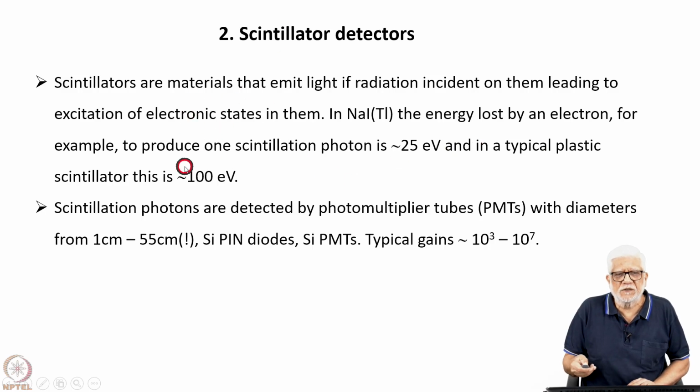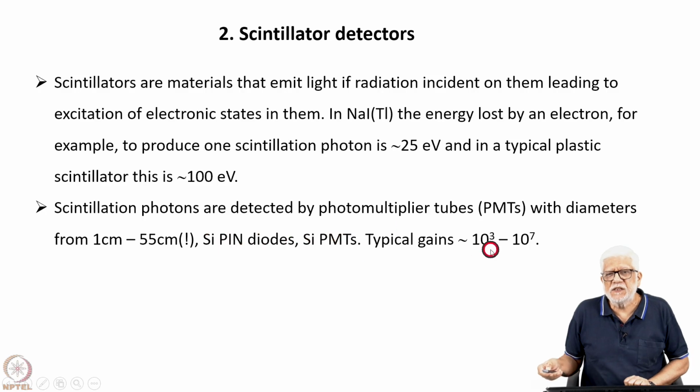Scintillation photons are detected by PMTs, photomultiplier tubes, with diameters which range from very small, of the order of a centimeter or sometimes even less, to as large as 55 centimeters. This was built for the Kamioka experiment, the proton decay experiment by the Japanese, and then you also have other photon detectors such as silicon PIN diodes, then silicon PMTs in modern times, and typically these gains range from 10 to the power of 3 to 10 to the power of 7.